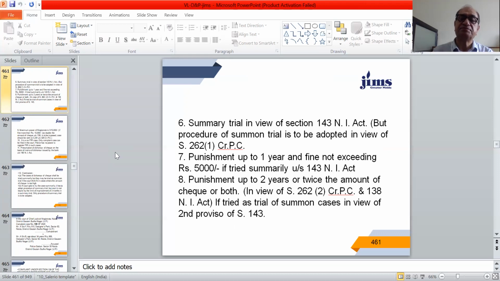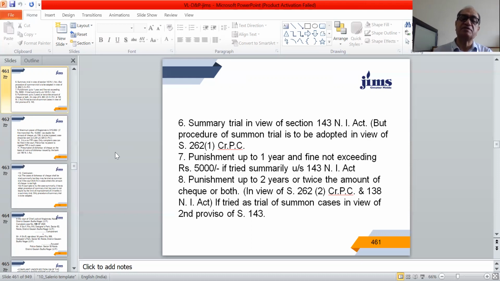Rule number 7 of this summary is that punishment up to 1 year and fine not exceeding 5,000 rupees can be imposed if the accused is tried summarily under section 143 of Negotiable Instrument Act, but a punishment up to 2 years or twice the amount of the check or both can be awarded in view of section 262 clause 2 of CRPC and 138 of Negotiable Instrument Act, if tried as trial of summons cases in view of second proviso of section 143. So it is the discretion of the court.